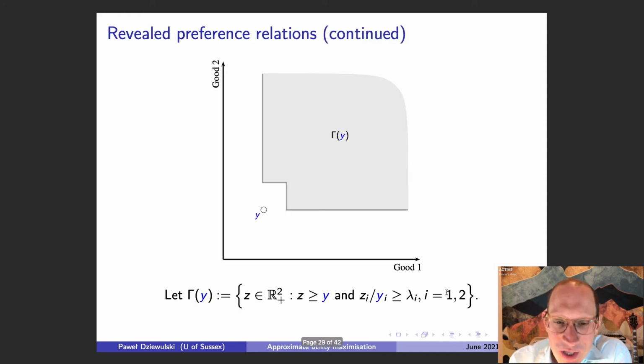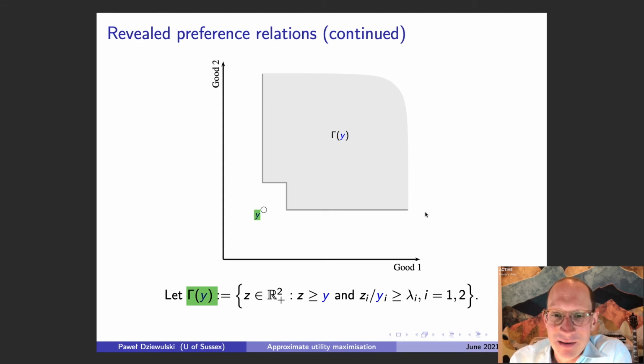Just to get some intuition, let's think about this graph, a two-dimensional commodity space. Let's think about this imperfect discrimination example. That's how I define gamma, like two slides ago. For this bundle Y, the gray area essentially represents the set of all objectively superior bundles, according to my definition. So that's how it looks.